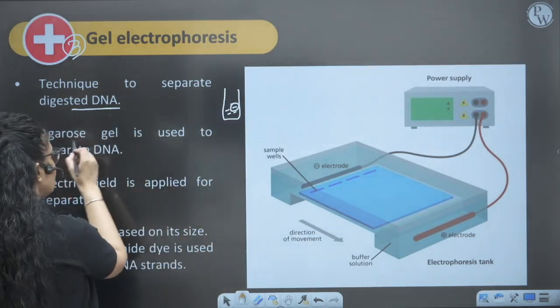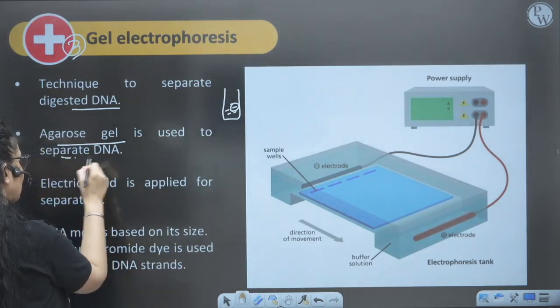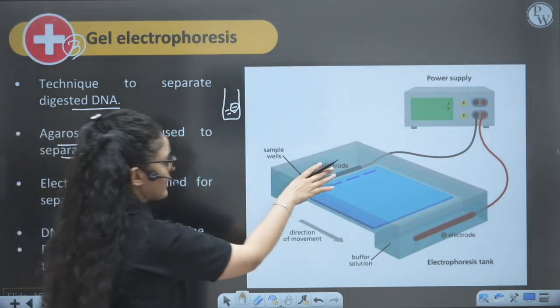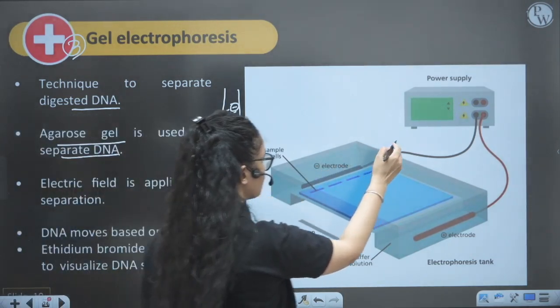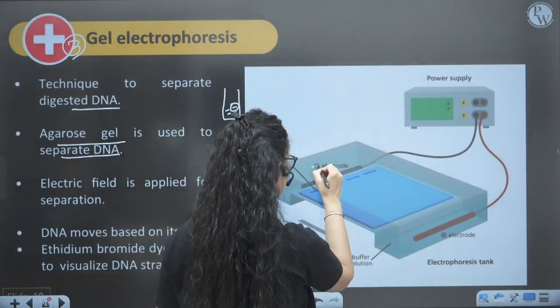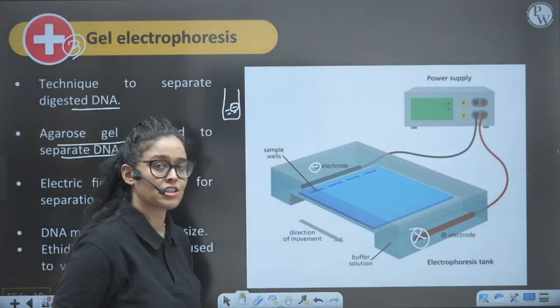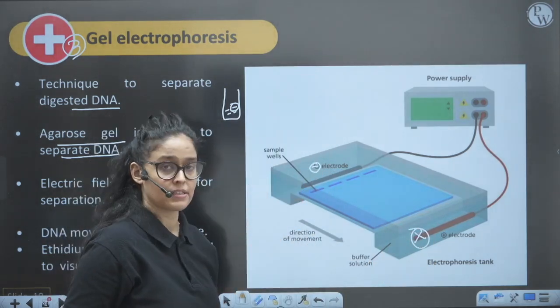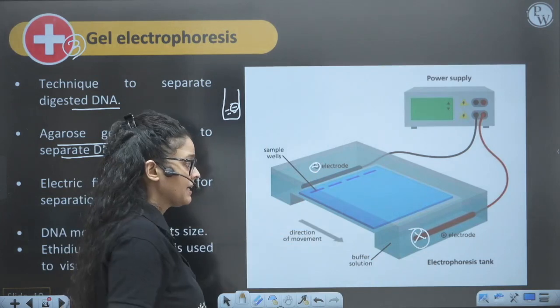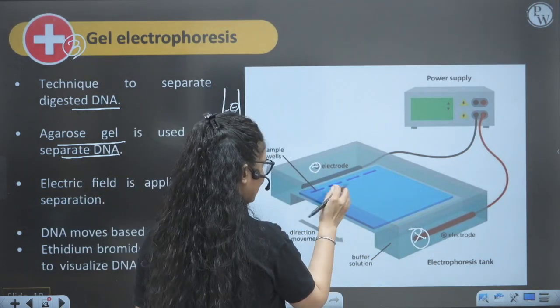So for that, we use the agarose gel, which is used to separate the DNA. In that agarose gel, at one end we have the negative terminal and at the other end the positive terminal, and we run electricity through the terminals, from negative to positive, right? So now these are the agarose gel plates.